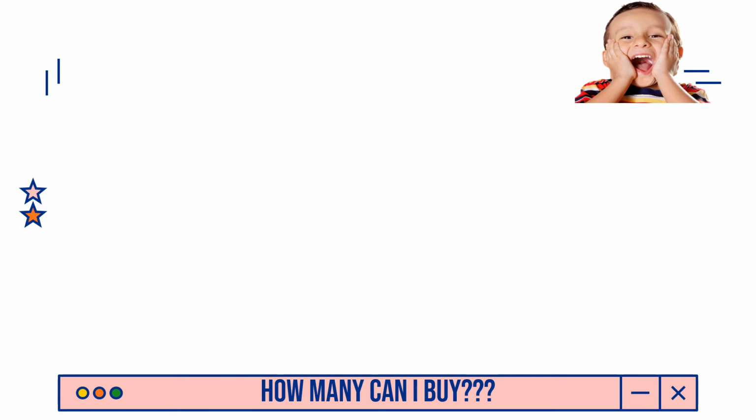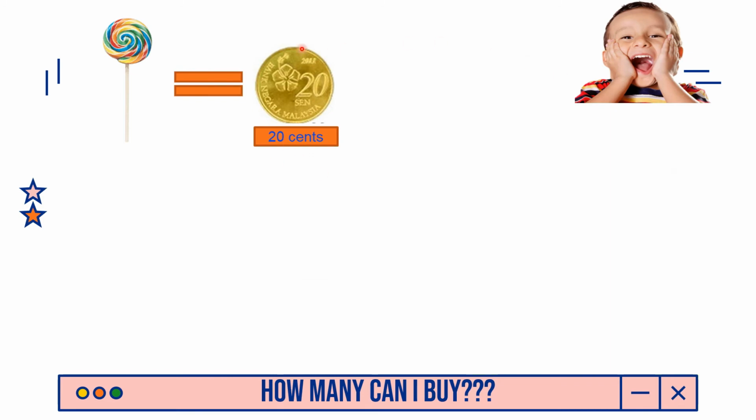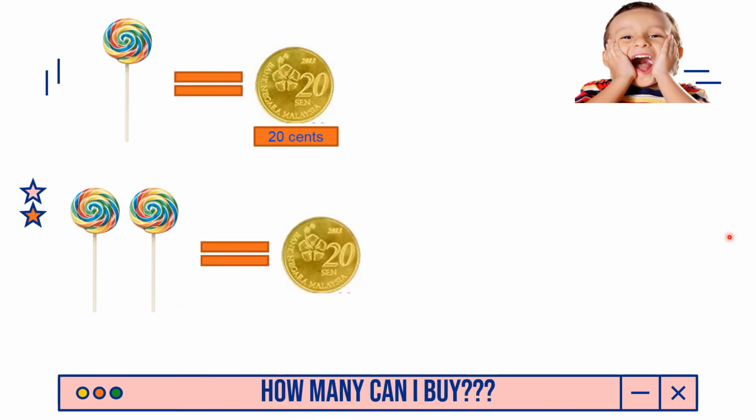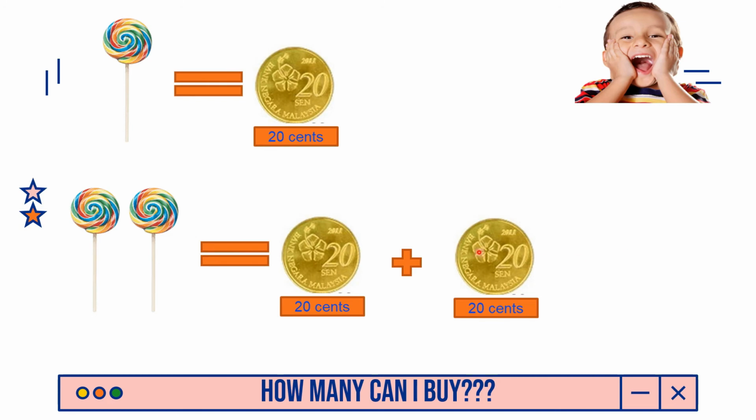Let's try to use what we have learned. Jom kita cuba gunakan apa yang kita dah belajar. Here we have a lollipop. Kat sini kita ada satu lollipop. Now, this lollipop is 20 cents. Lollipop ni 20 sen. Jadi, bila kita nak beli dua lollipop, when we want to buy two lollipops, we will need 2 20 cents. Sebab 1 sama dengan 1 20 sen. Jadi 2 lollipop kita kena ada 2 20 sen. Now, 20 cents plus 20 cents is equal to 40 cents. Jadi 20 sen tambah 20 sen akan jadi 40 sen.